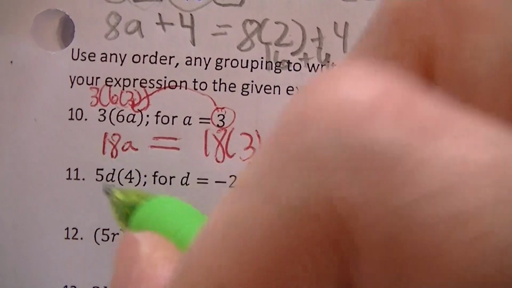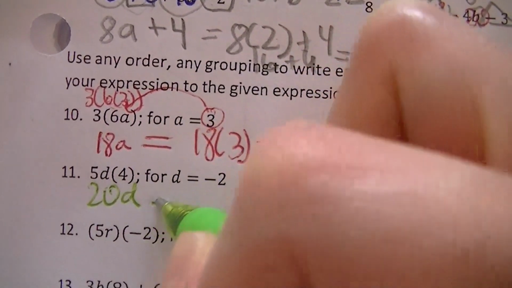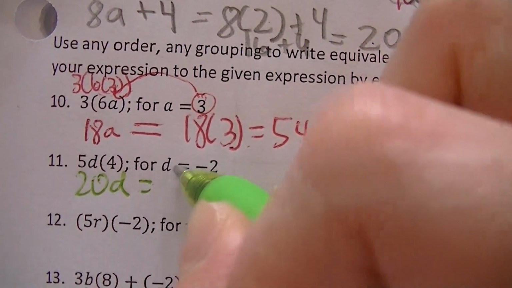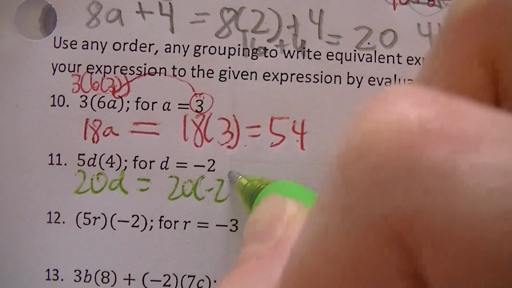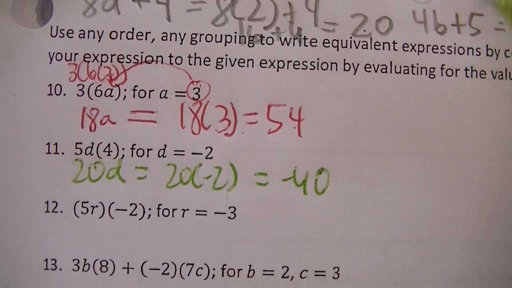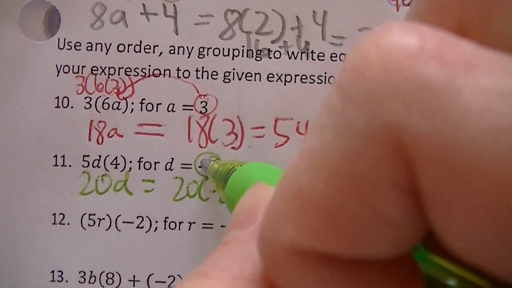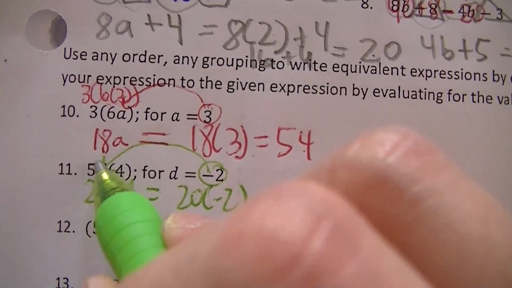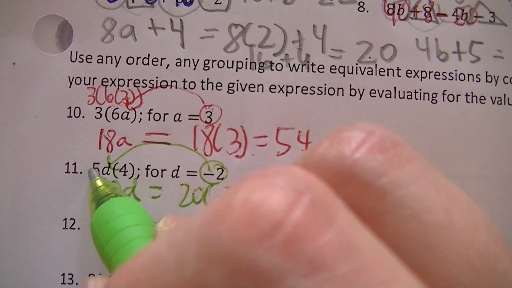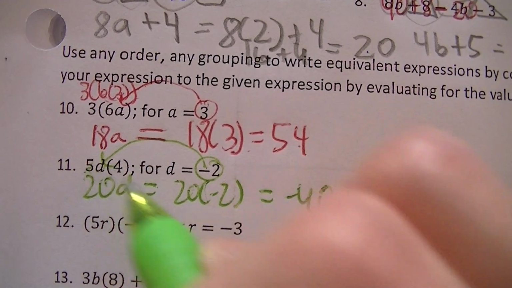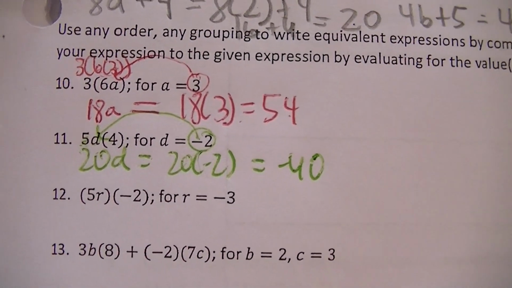Okay, so 5d times 4 should be 20d, and we're going negative 2 for d, so 20 times negative 2 is negative 40. So let's go ahead and substitute that in right now. So negative 2 times 5 is negative 10. Negative 10 times 4 is negative 40, which is what we got.